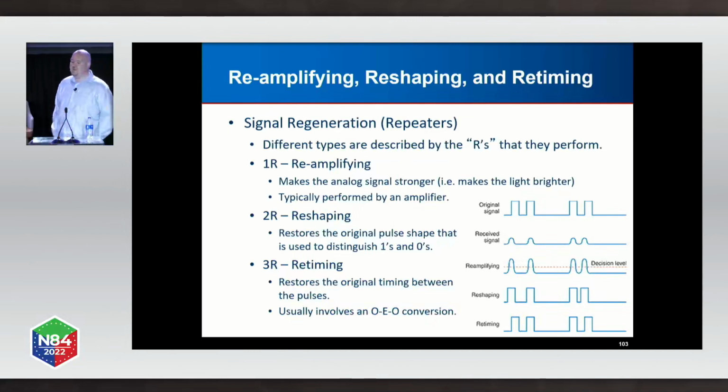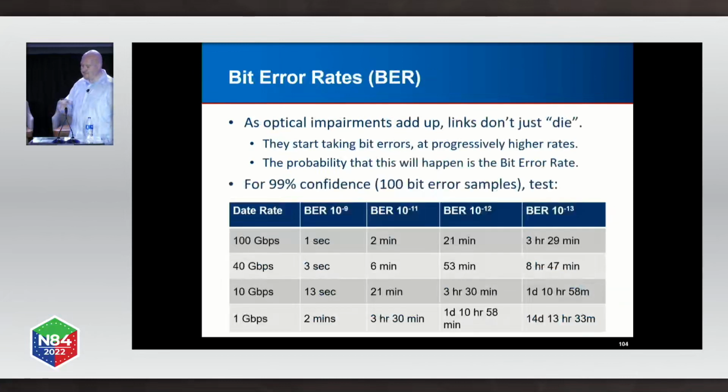And then 3R is retiming. So this is effectively an OEO. This is you literally decode the whole thing back into electrical and then turn it back into optical again and restore it as a perfectly timed, perfectly shaped new signal.